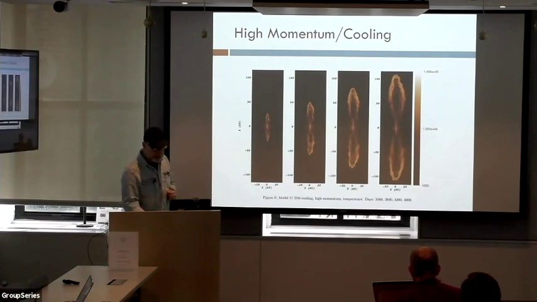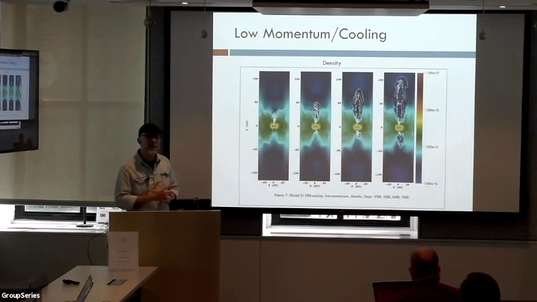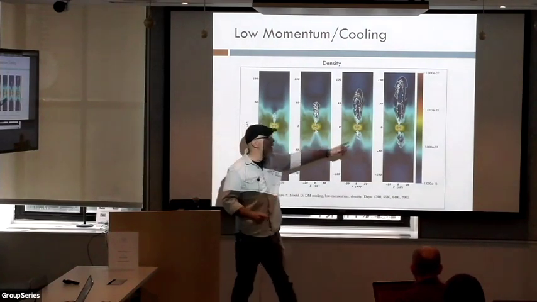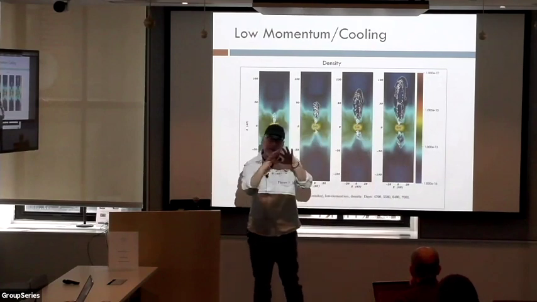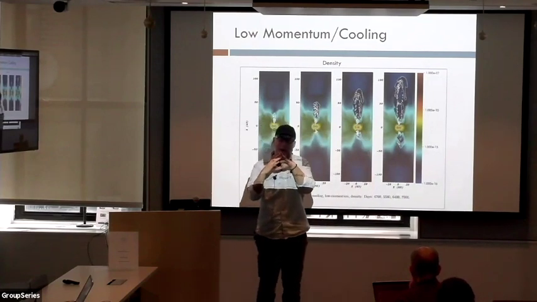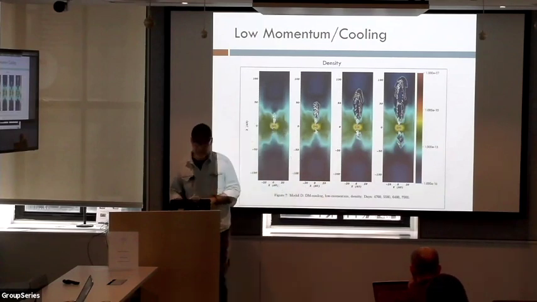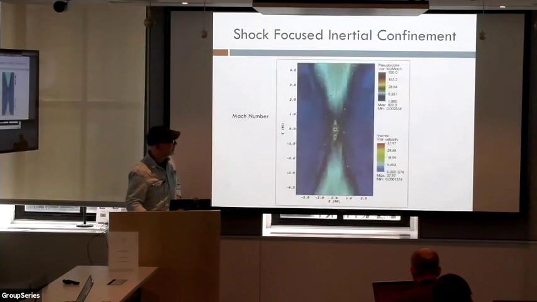And now if we go to the low momentum cooling case, now you see something really interesting. Look, the bottom lobe is significantly different in size than the upper lobe. And what it really tells you is that there's something about how the bottom apple core formed that is making it more difficult for this material to flow out of the inner region. So I found that to be very satisfying, very interesting.